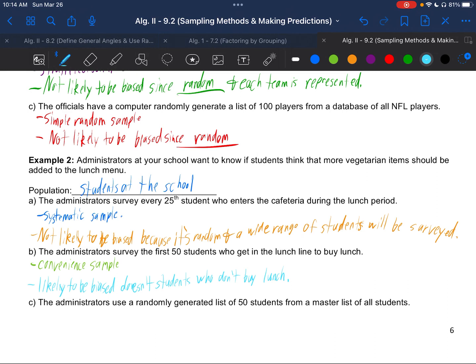And then the administrators use a randomly generated list of 50 students from a master list of all students. So this is, once again, simple random. And this one is not likely to be biased at all. Not impossible, but it's just not likely. And that's because it's truly random.